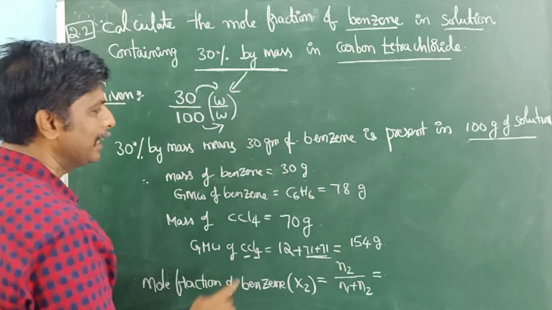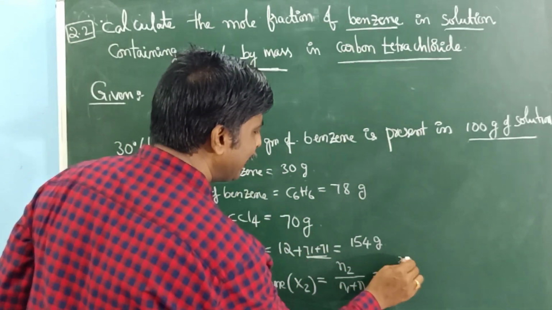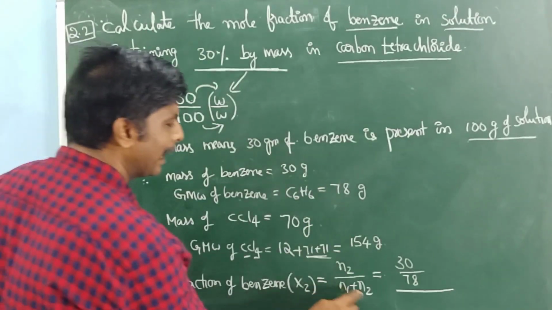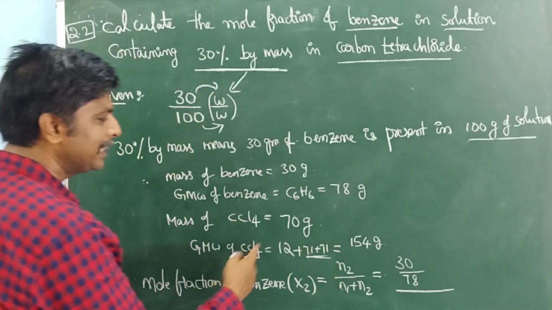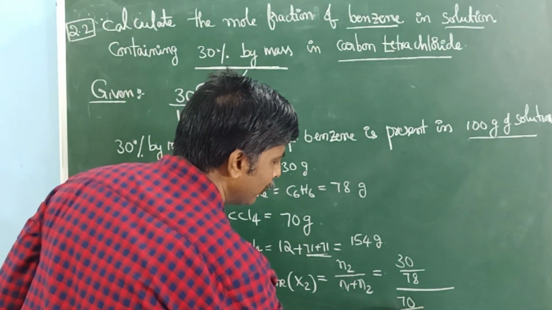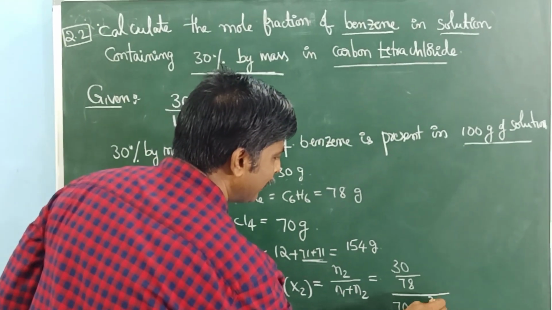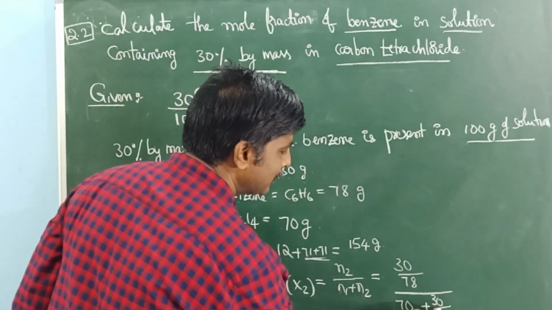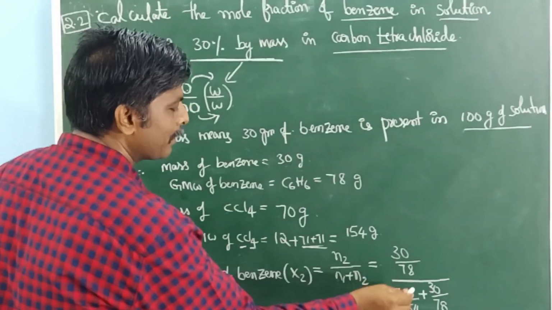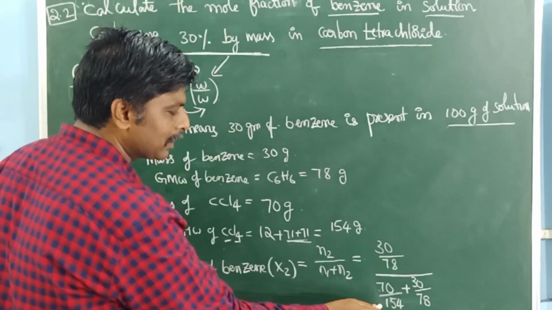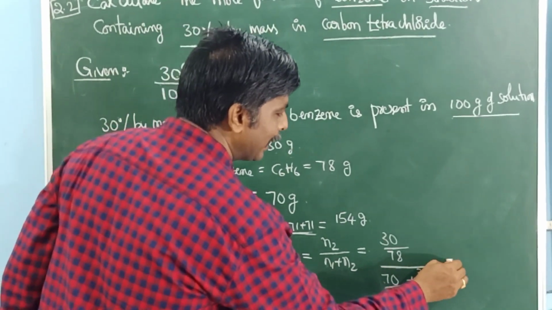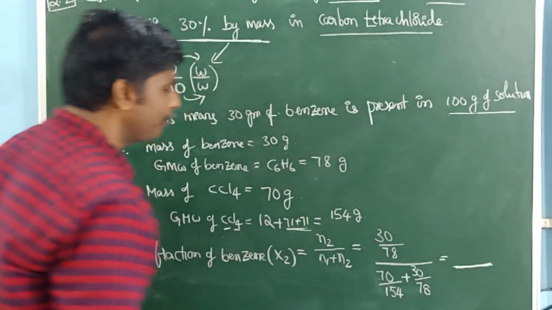Number of moles of benzene. What is the number of moles of benzene? 30 by 78, so weight by molecular weight. N1, what is N1? Number of moles of CCl4. That means weight of CCl4, 70 by 154, plus the number of moles of solute, 30 by 78. So 30 by 78 is the number of moles of benzene. 70 by 154, number of moles of CCl4, plus 30 by 78. You simplify this one, you will get the mole fraction of benzene.